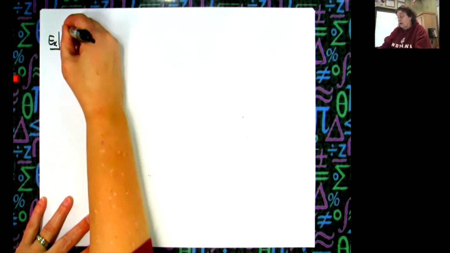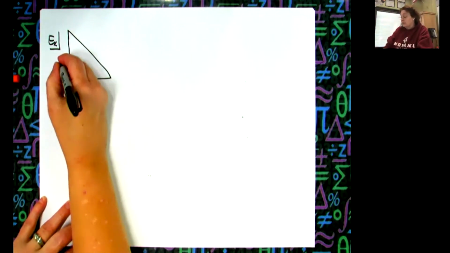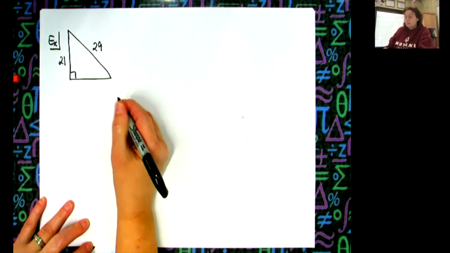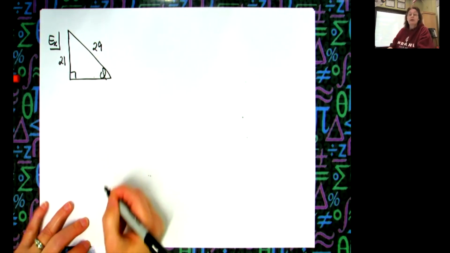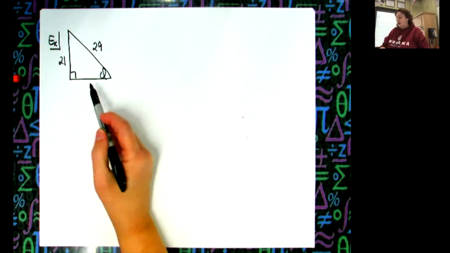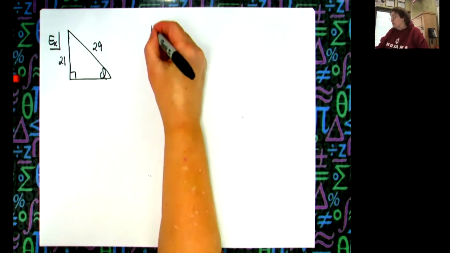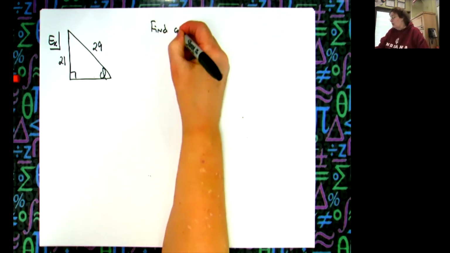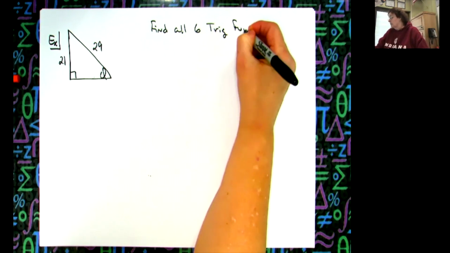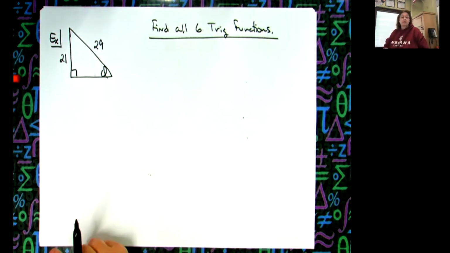Okay, so let's suppose I had a right triangle. And they give you maybe, say, this side is 21. They give you this side as 29. And they put that reference angle right there. They've got to identify somehow where that reference angle is. But they don't give you this side. Directions would then say find all 6 trig functions. Or they might say it a little bit more fancy, but for the most part, I just want you to find all 6 trig functions.